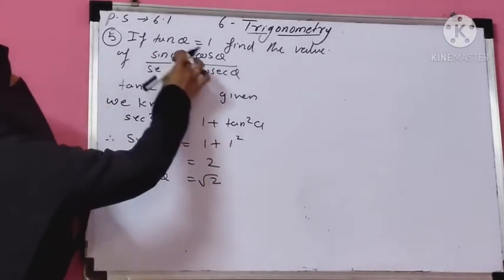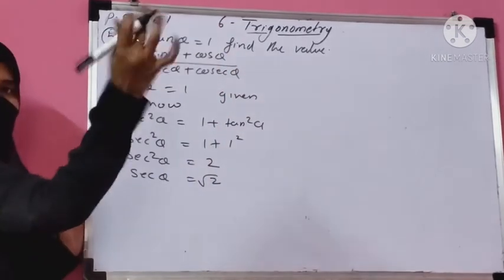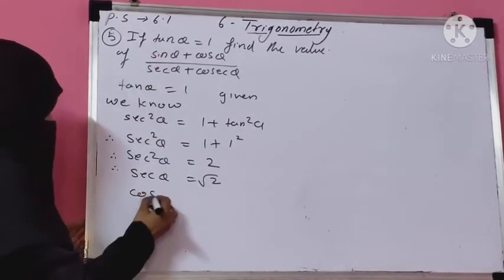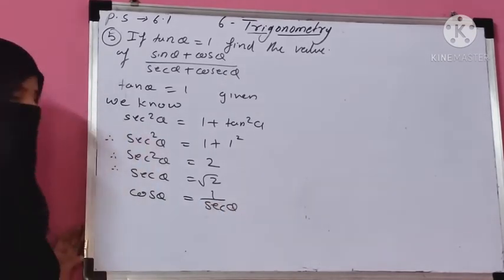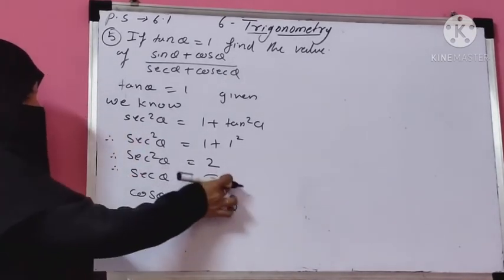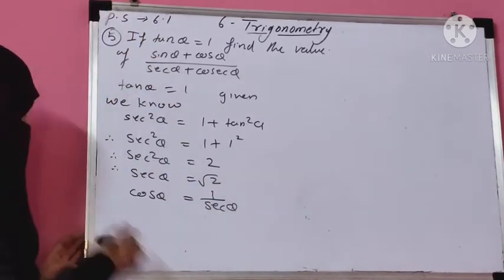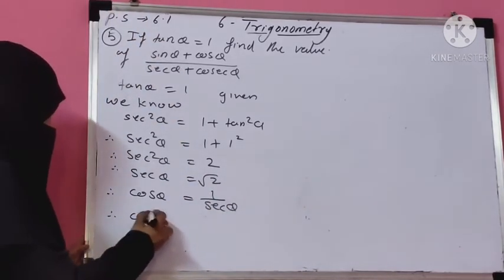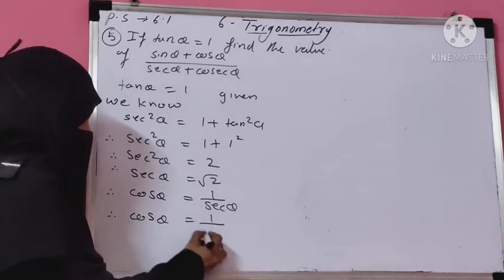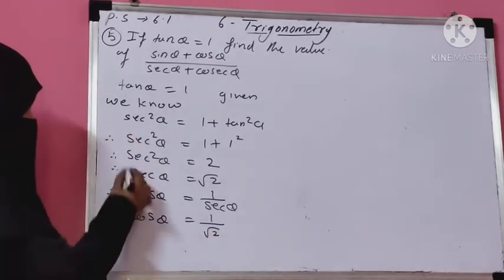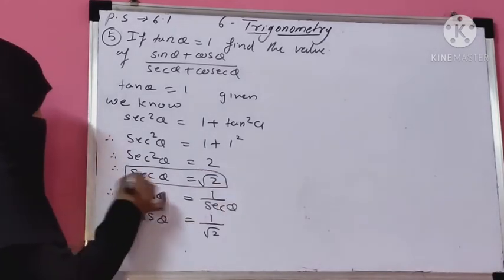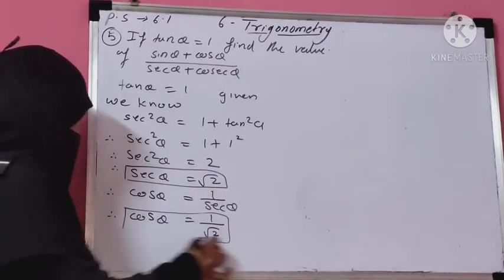Now the sec and cos are in inverse relation. So therefore, cos theta is equal to 1 upon sec theta. In inverse relation, so if sec theta is root 2, then cos theta is 1 upon root 2. So cos theta is equal to 1 upon root 2. Got it? You get the value of sec theta here, and you get the value of cos theta here.